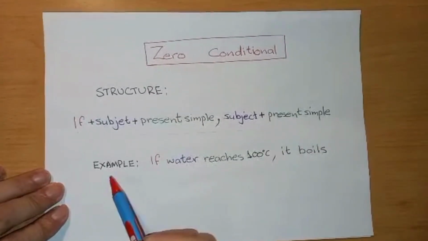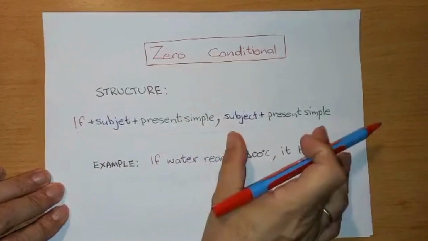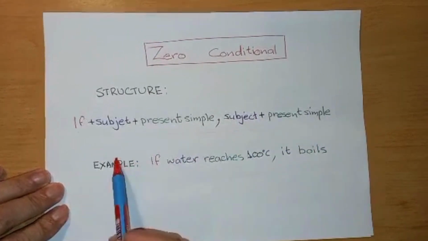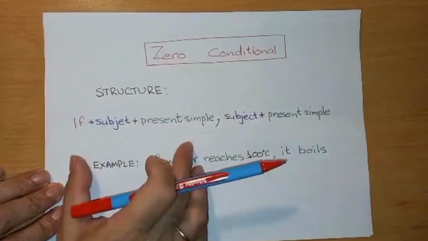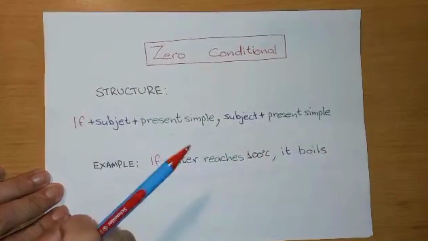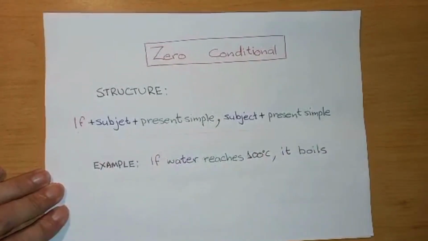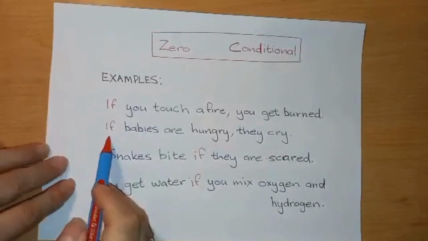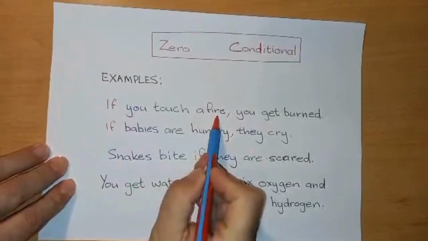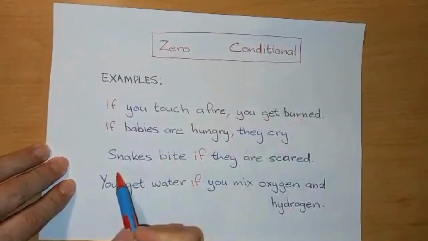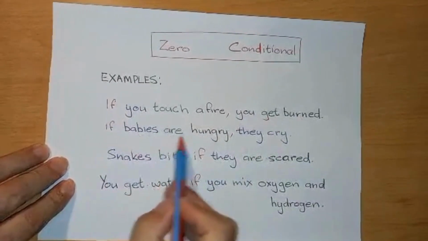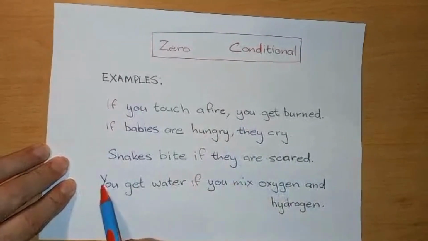Now keep in mind that we can change the order of the clauses. We can have the result at the beginning and the if clause towards the end. Let's look at some examples. If you touch a fire, you get burnt. If babies are hungry, they cry.